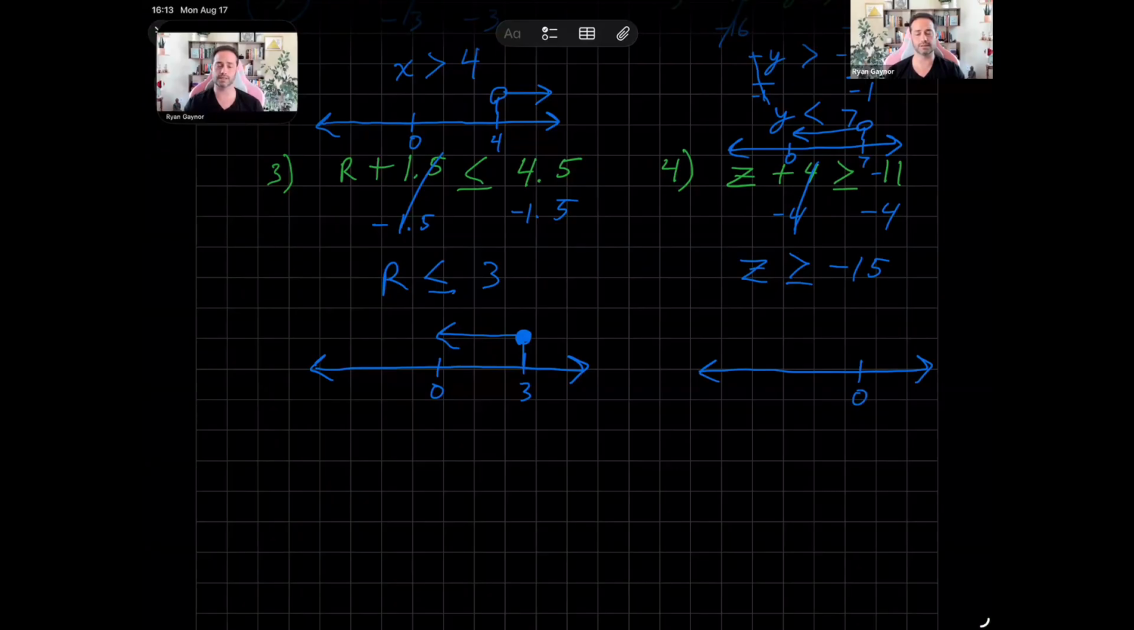So we have the 0, and again, what does that mean? Well, it means that it could be negative 15, right? The answer could be negative 15 or something greater than negative 15. And then we've got our negative 15, filled in circle, greater than is going to the right.